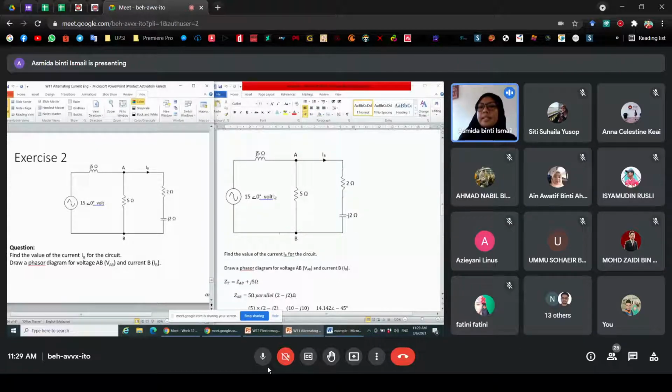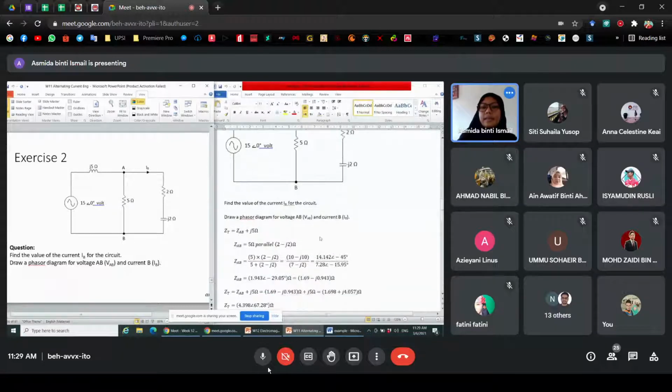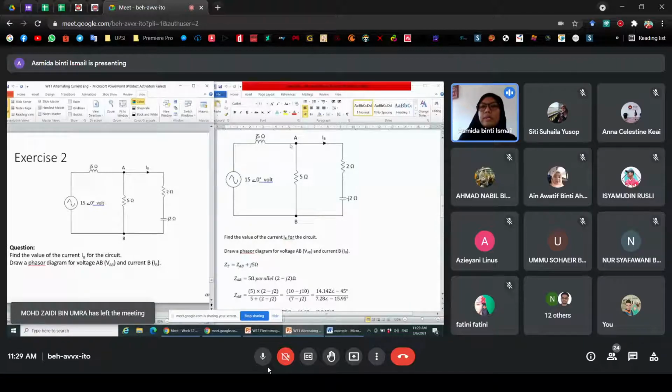So for ZAB, the impedance AB here, the 5 ohms is parallel with 2 minus J2. This resistor is parallel to this. Okay, so 5 ohm is parallel to 2 minus J2 ohm. The impedance here is 2 minus J2.